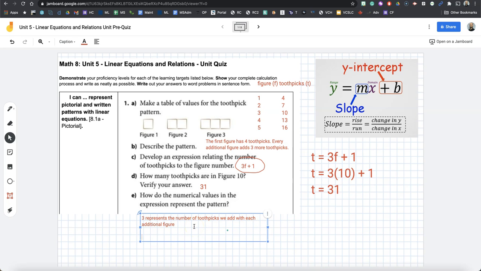What does the 1 represent? The 1 represents the extra toothpick in the very first figure. It is a side, effectively, in the very first figure. So we start with this extra toothpick, and then it sort of disappears going forward. It's always in the middle and shared by two figures going forward. From that point, we're only adding 3. We're not adding 4 every time. So 1 represents the extra toothpick in the very first figure.